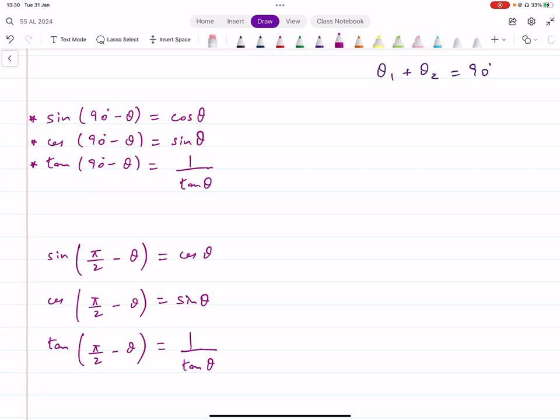Now where are they coming from? They're pretty straightforward. Let's say we've got this triangle. It's a right angle triangle. If this angle is theta, what about this angle? Degrees में it should be 90 minus theta. This angle is 90 minus theta. All right.